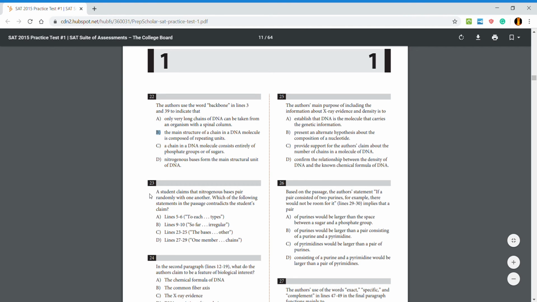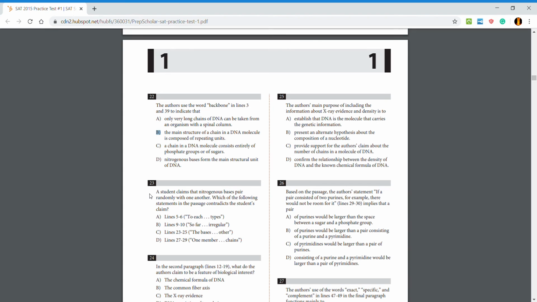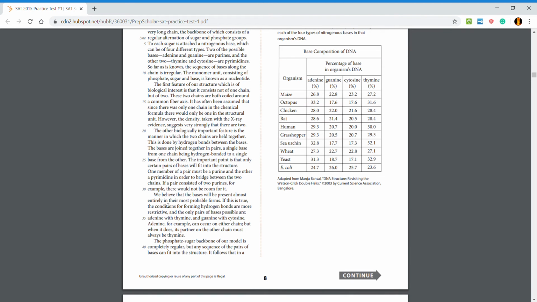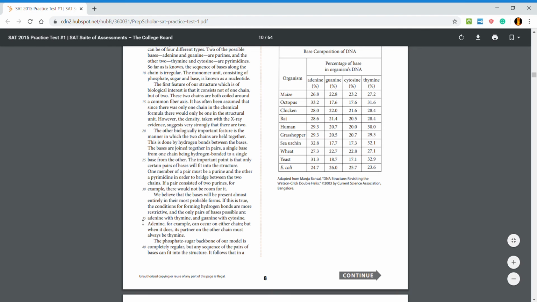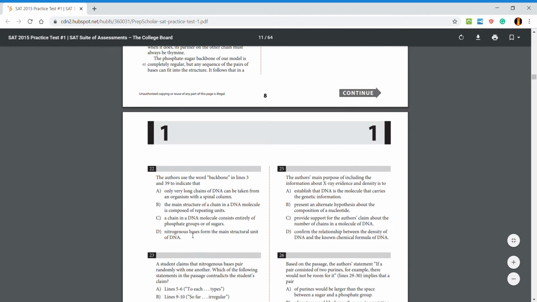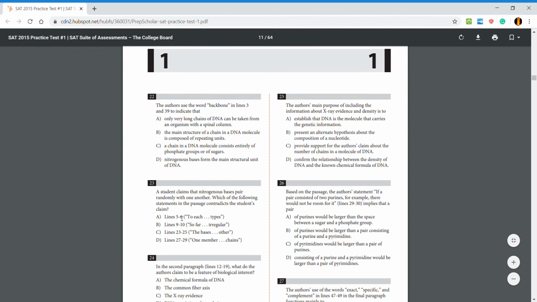So, let's go to question 23. A student claims that nitrogenous bases pair randomly with one another. Which of the following statements in the passage contradicts the student's claim? So if you remember, we read a part in the passage where it states that adenine can only bond with thymine, I'm pretty sure, and guanine can only bind with cytosine. So go back up, and we find that exact passage. We can also go to each line separately by itself and find it like that.